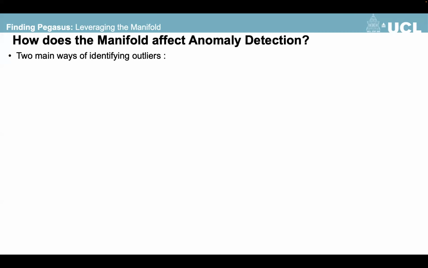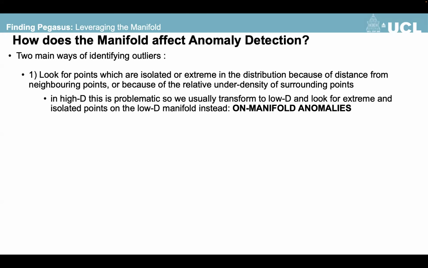So how does the manifold affect anomaly detection? Well, there are two main ways of identifying outliers. One is to look for points which are isolated, or extreme in the distribution, or in areas of relatively low density.